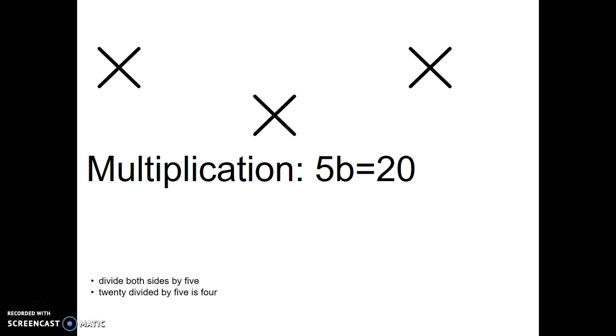Our next problem is multiplication. We want to ask ourselves the 3 big questions. Question 1, what is the variable? The variable in this equation is b. What operation is being performed? That is multiplication. And then the inverse of multiplication is division. So we're going to divide both sides by 5 to get b by itself. 20 divided by 5 equals 4. So our final answer would be b equals 4.